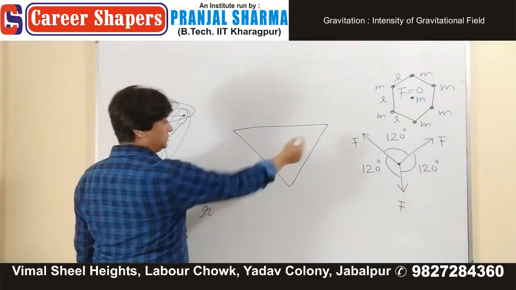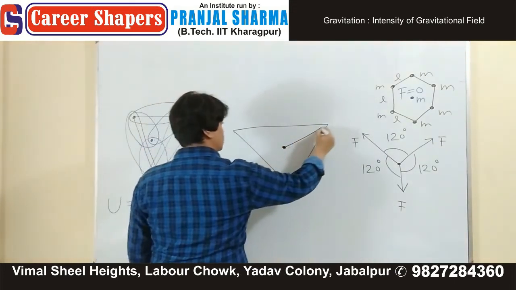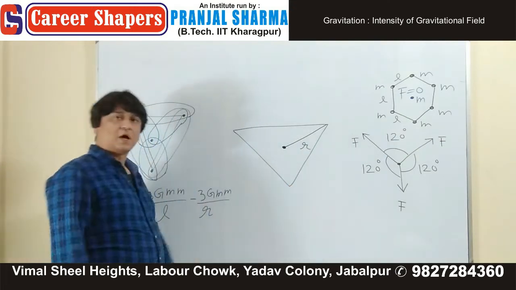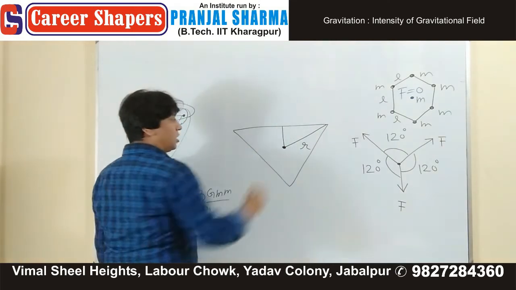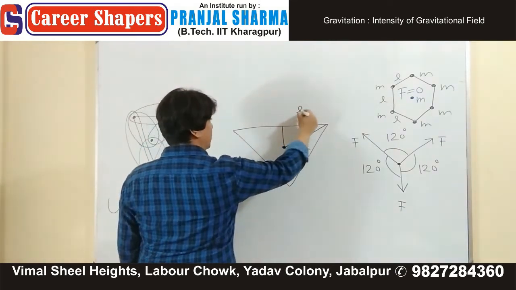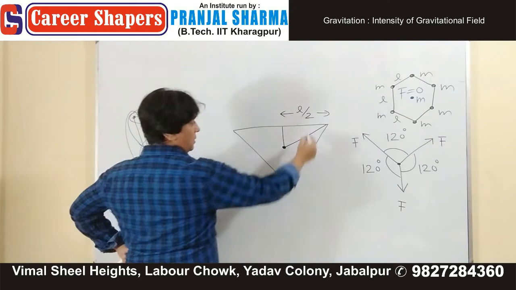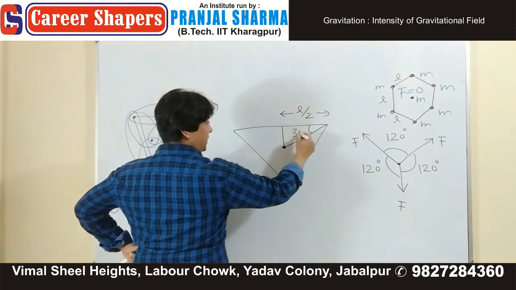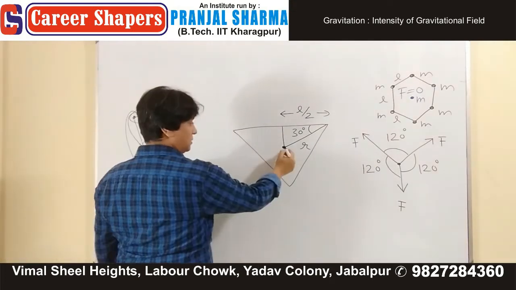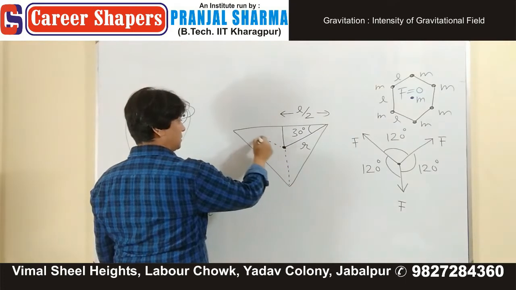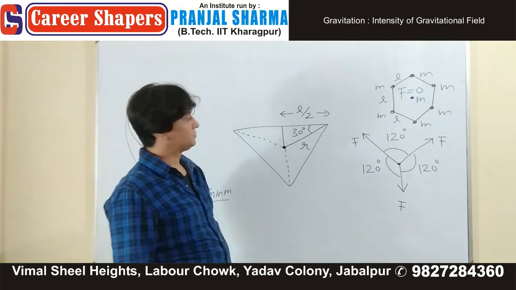We need this distance. This is r for us. Draw a perpendicular. This is L by 2. What about this angle? It will be 30 degrees. This is the centroid. 30, 30, 30, 30, 30, 30.